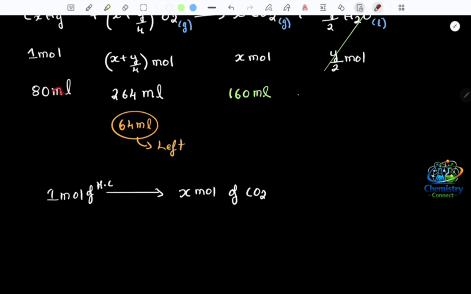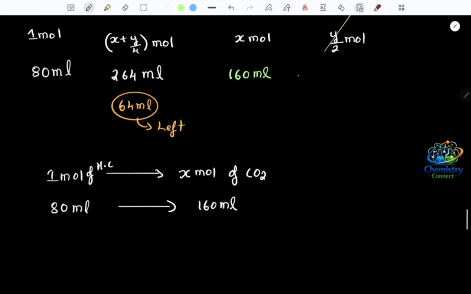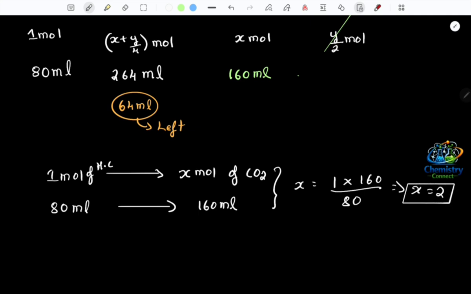So now we got it. 80 ml of hydrocarbon will give 160 ml of carbon dioxide. Now what will happen here? x is equal to, let me do the calculation here only, x is equal to 1 into 160 divided by 80. That means the x value will be 2.